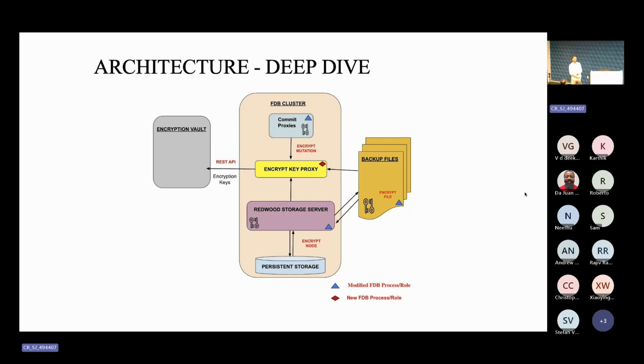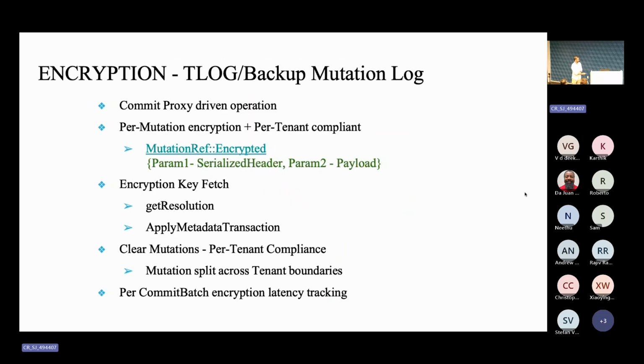And the way we do that is on a mutation basis, not on a per transaction basis. We could have done it on a per transaction basis, and maybe one day we'll do that. But the way we follow is it is done on a mutation basis, and it is completely mutation compliant. The way we implement it is we enhance the mutation ref structure. If anybody looks at the commit transaction, there is a mutation ref which defines the properties of the mutation. We extended that to add encrypted as a new type.